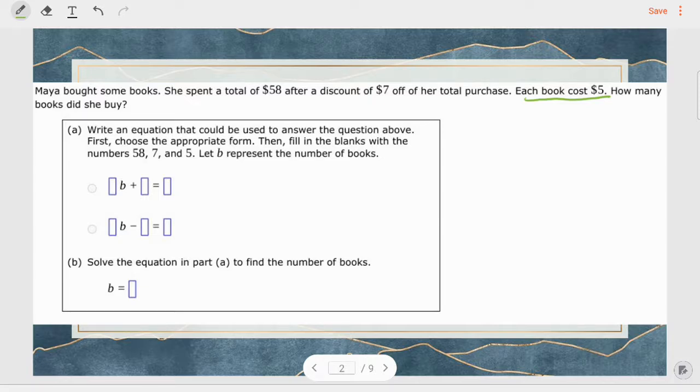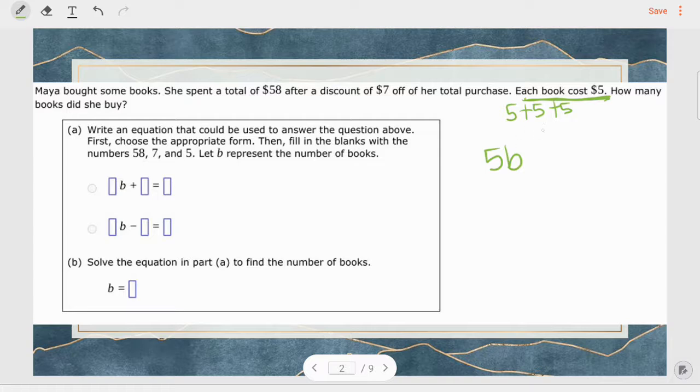So let's go ahead and write an equation for what is going on. Let's talk about what she spent. She went into the store and she bought books for $5 each. If she picked up one book, that'd be $5. If she picked up two books, that would be 5 plus 5. If she picked up 3 books, that'd be 5 plus 5 plus 5. Now, because I don't know how many books Maya picked up, I am going to write the equation 5b.